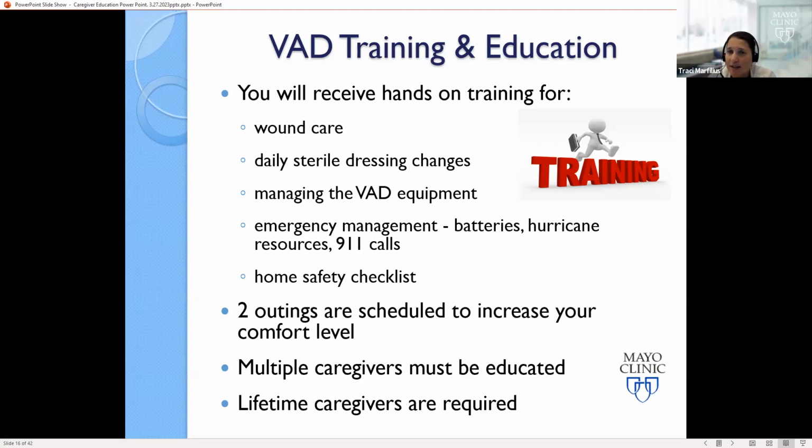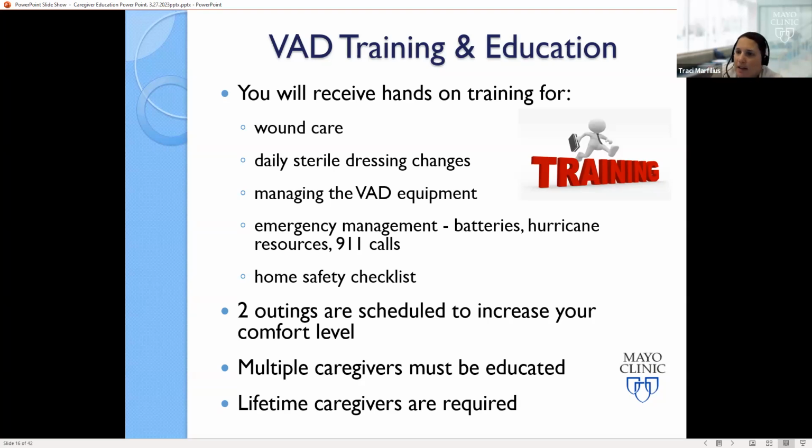You'll also learn during this time about how to manage the VAD equipment, so the alarms that might go off. Also, you'll learn about emergency management, so batteries, hurricane resources, and 911 calls, and usually about notifying your local EMS. And then there's also a home safety checklist that they go over as well.